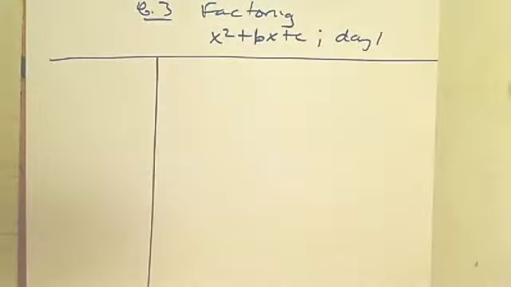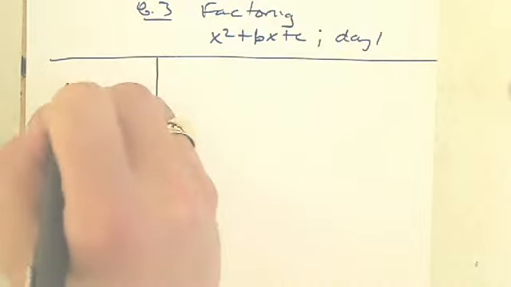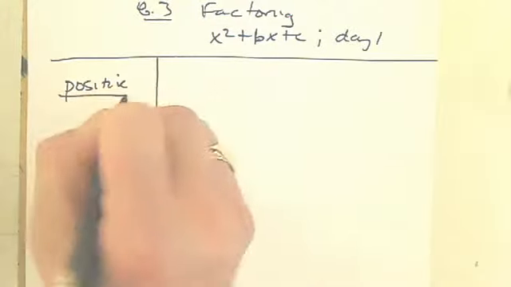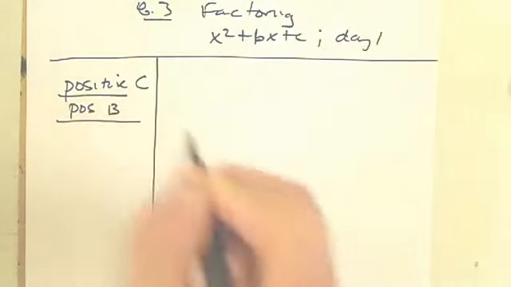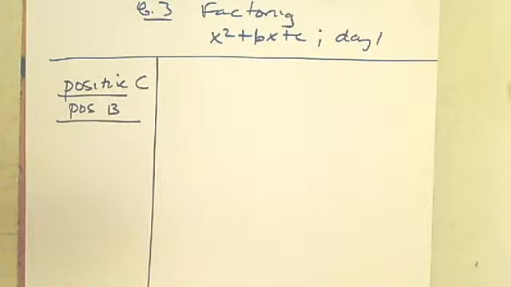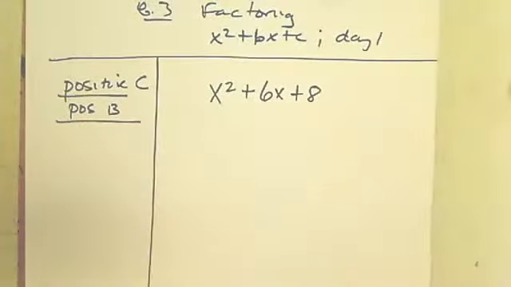Here we go. Let me first give you the notes, and then we'll work on some problems on the side. Positive C and a positive B. When I refer to positive C and positive B, that means the numbers in the problem. What problem? This problem. x² plus 6x plus 8. Positive 6 is positive B. Positive 8 is positive C. We're focusing on the C and the B today.